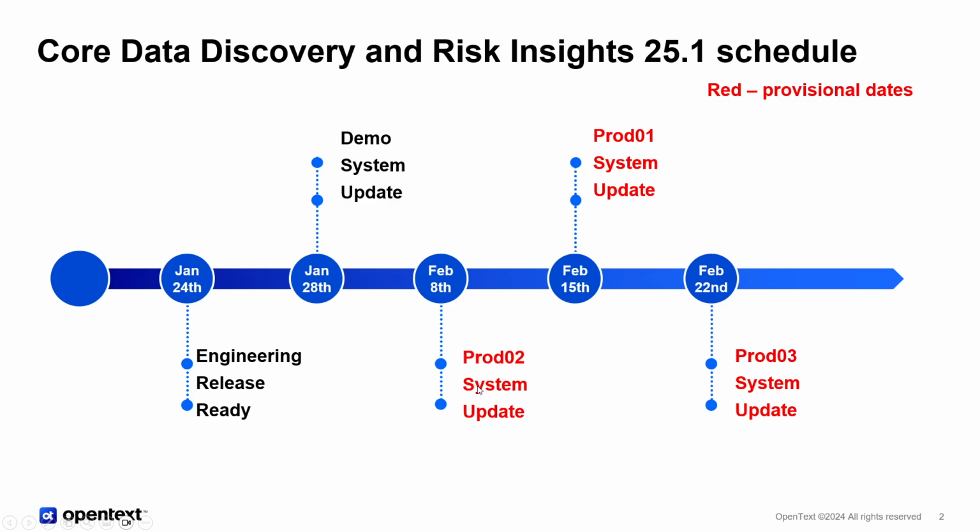So we've got Proto 2, which is the Sydney instance. Then we've got Proto 1, which is based in Europe. And we've got Proto 3, which is based in the States. These SaaS instances will be deployed through the month of February. So keep an eye out. These are provisional dates, so keep an eye out for the official notifications when your system is updated.